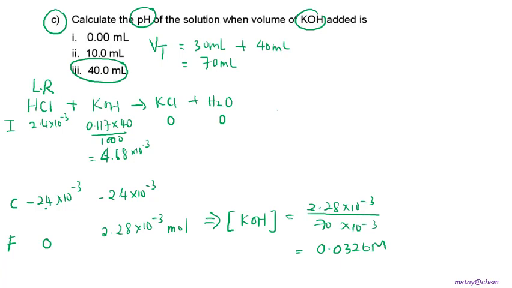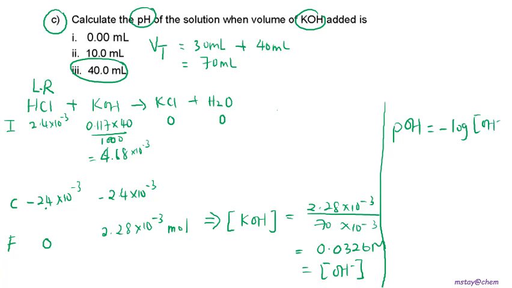The concentration of KOH will equal the concentration of OH negative, because KOH is a monoprotic base. Then with the concentration of OH negative, we are able to determine the pOH value. Press the calculator, the pOH value is 1.49. But again, the question asks us to determine the pH value. So we use 14 minus the pOH value, and we end up with a pH value of 12.51.